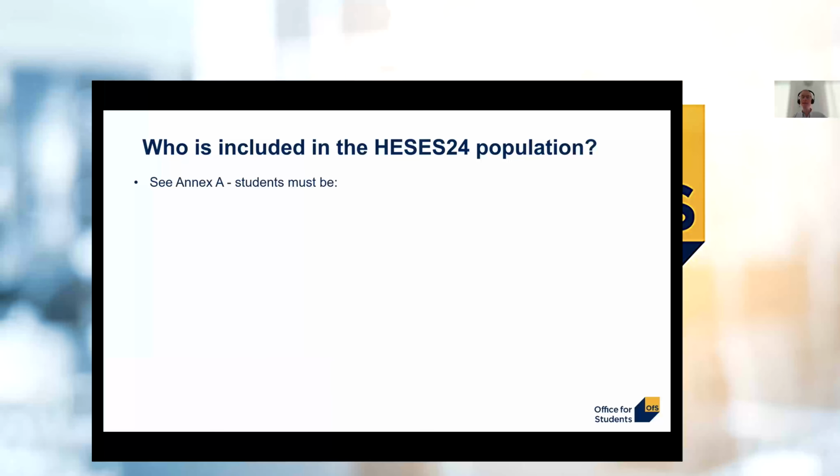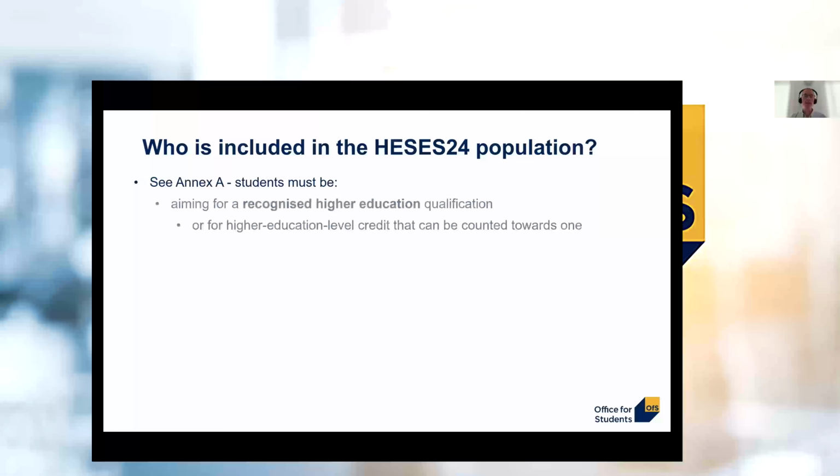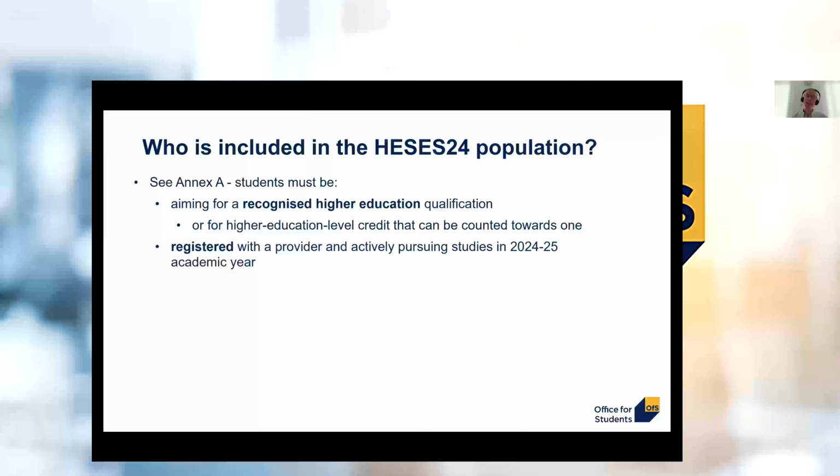Annex A says that students must be aiming for a recognized higher education qualification or higher education level credit that can be counted towards one. We'll come back to this concept in a moment. Students must be registered with the provider and actively pursuing studies in the 2024-25 academic year. We're also going to come back to this idea of being registered on one of the next few slides.